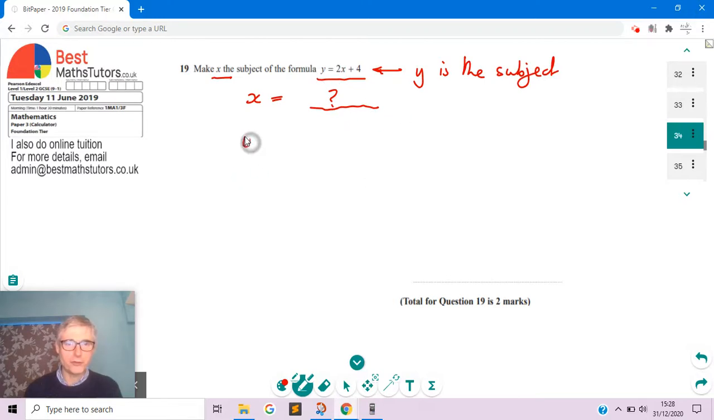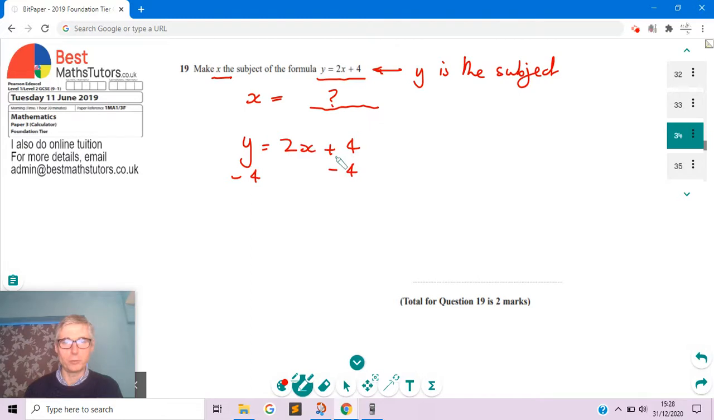So I'm going to start off with that Y equals 2X plus 4. And what I'm going to try and do is get the X on its own. So anything that's not an X, I want on the other side of the equals. So what I'm going to do is, first of all, take away 4 from both sides. So as long as we do the same thing to both sides of the equals, we're following the rules of these equations, and we've not done anything wrong.